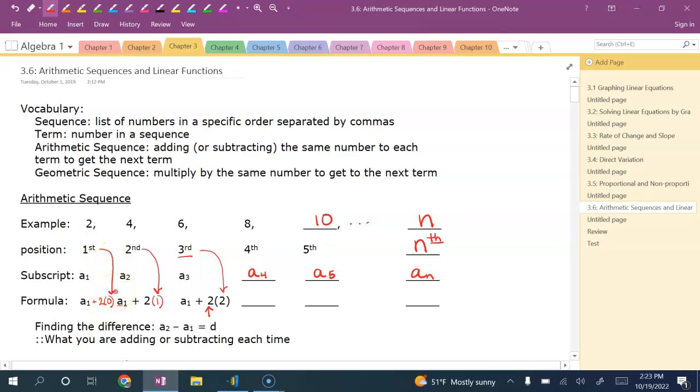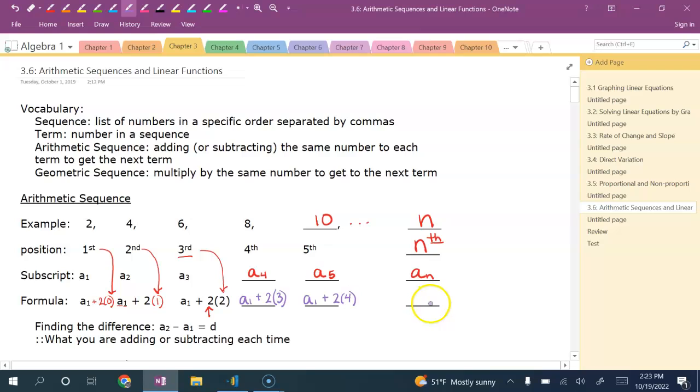So if we were to keep writing the sequence here, this next one would be A to the first, or A1, plus 2 times 3, because it's 1 less than the fourth position. Then A1 plus 2 times 4, again, that would be 1 less than the fifth position.